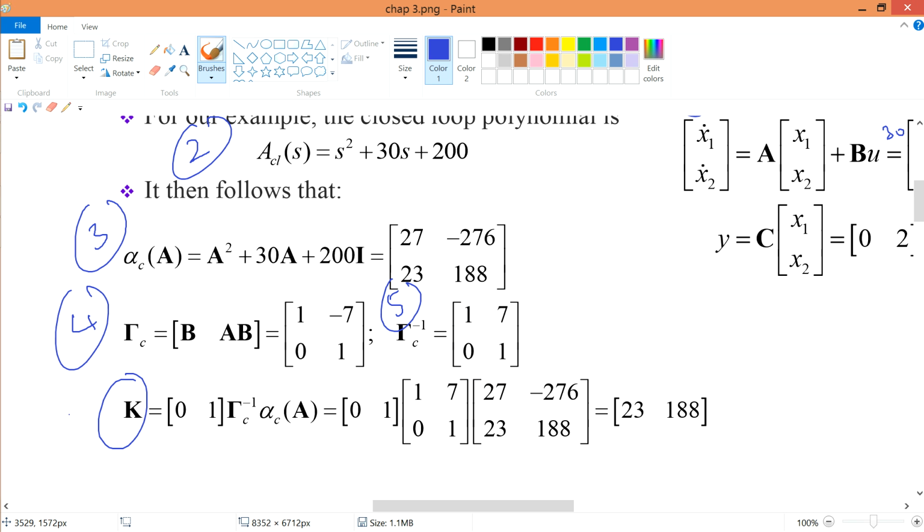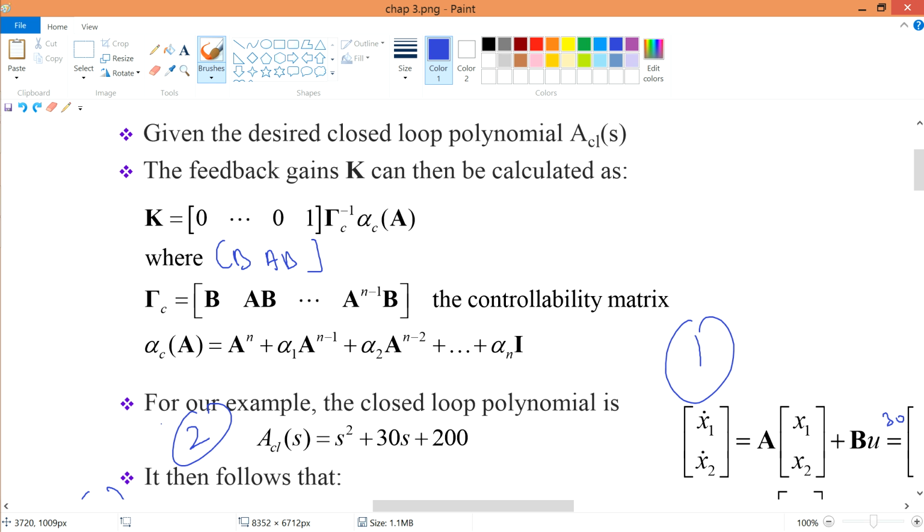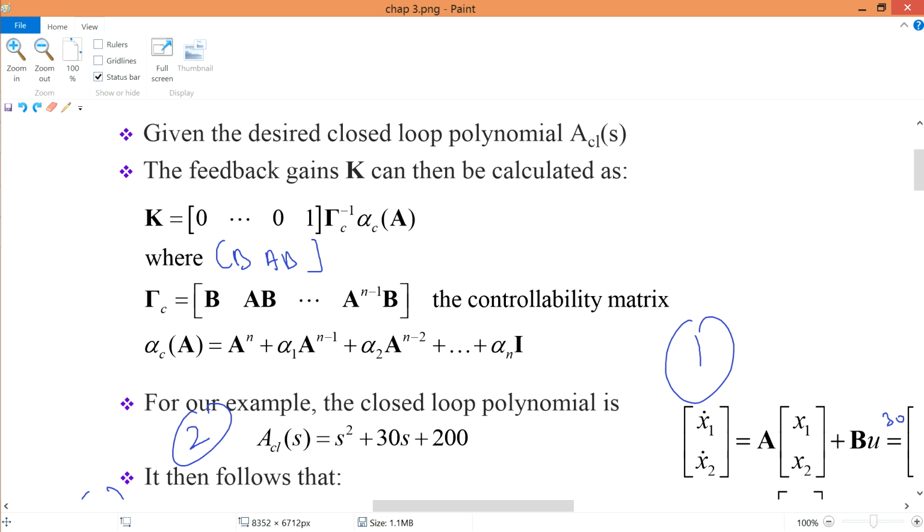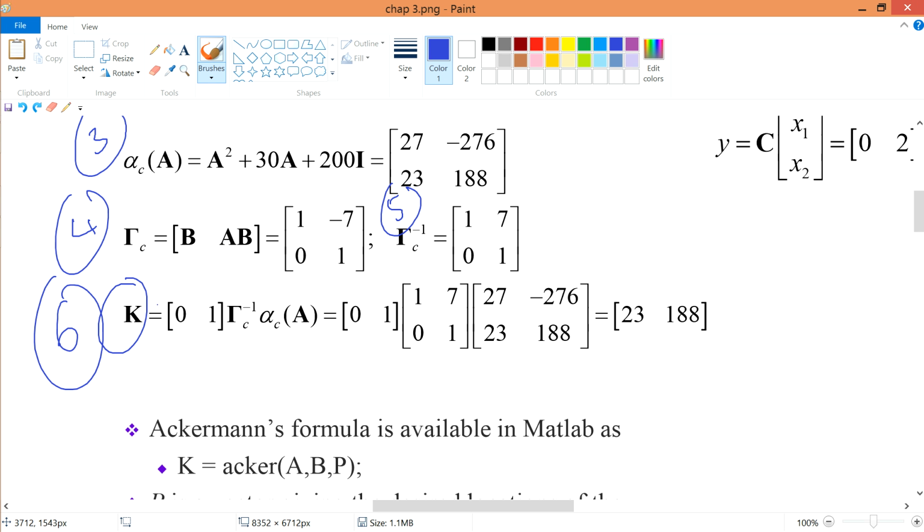The last step is to form your K. If it's a 2 times 2 matrix, you'll have 0, 1 at this point. If you have a 3 times 3, you have 0, 0, 1. If you have 4 times 4, you have 0, 0, 0, 1. If you have more than that, you have 0, 0, 0, 0, 0, all the way until the last one is 1. So take note that the last one is always 1, the rest are all zeros. This is the first form.